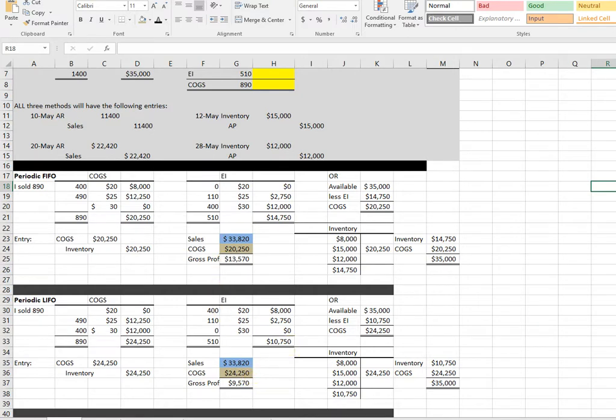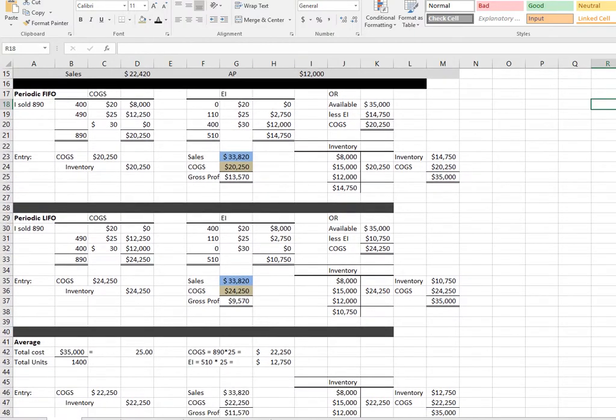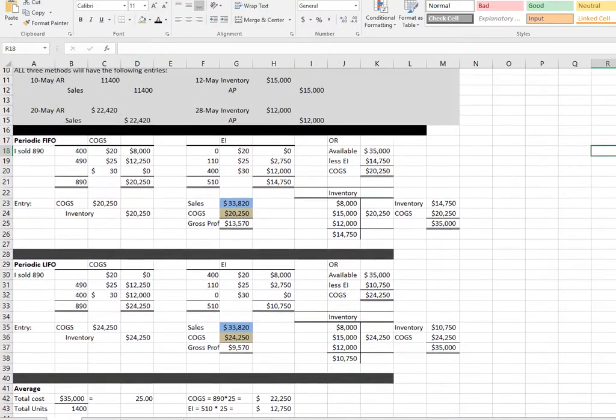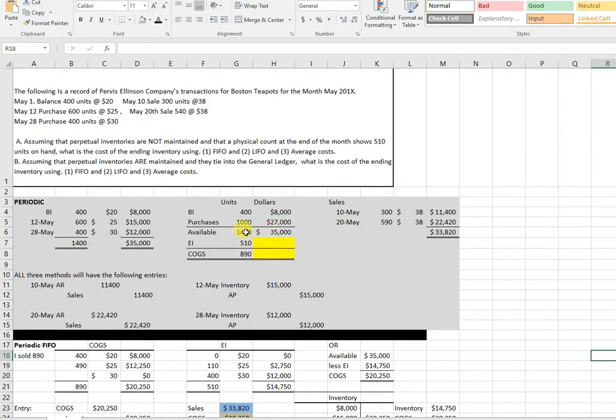So next one is average costing. Average costing is probably in some ways the easiest to do, but the easiest to mess up on also. Under average costing, I simply figure out the average. So look up here at your available. I have 1,400 units that cost a total of $35,000. Do not average the 20, the 25, and the 30. It's a weighted average, because I have way more units at $25 than I do at 30 or 20. So it's going to skew more toward the $25.